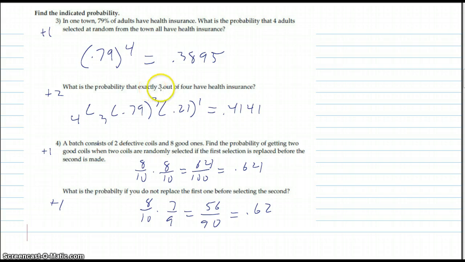And what's the probability exactly 3 out of 4? It's similar to the last one, so 4C3, 0.79 is the probability of success. You want 3 of those, 0.21, which is 1 minus 0.79. That's the probability of failure. You just want 1 of those, so about a 41% chance of that scenario.